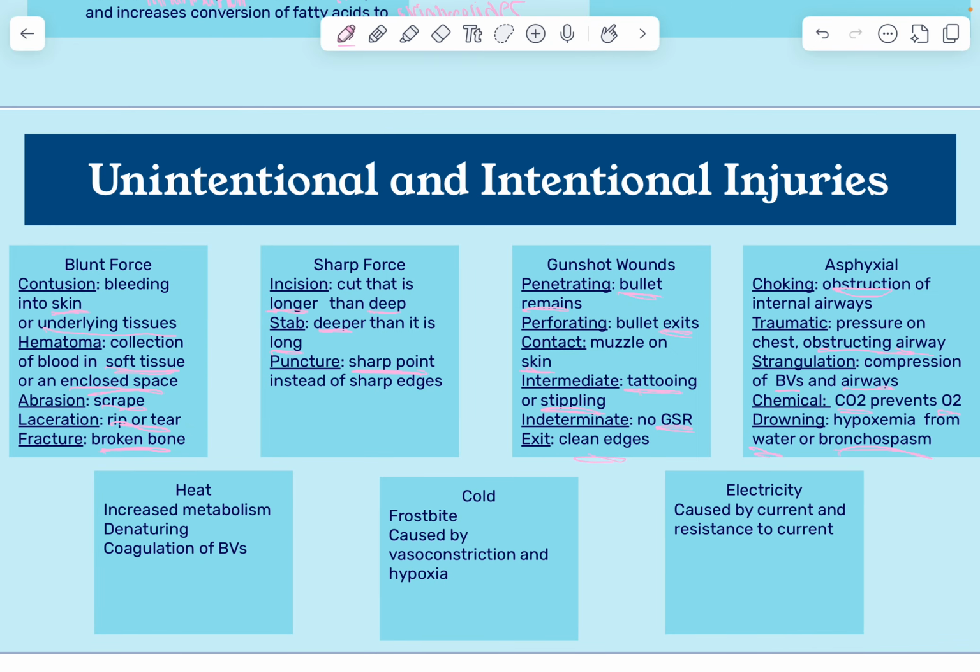Heat injuries are going to be caused by increased metabolism, denaturing, and coagulation of blood vessels. Cold injuries, the most common one is going to be frostbite, and this is caused by vasoconstriction and hypoxia. And electricity problems are caused by the current and the resistance to the current.